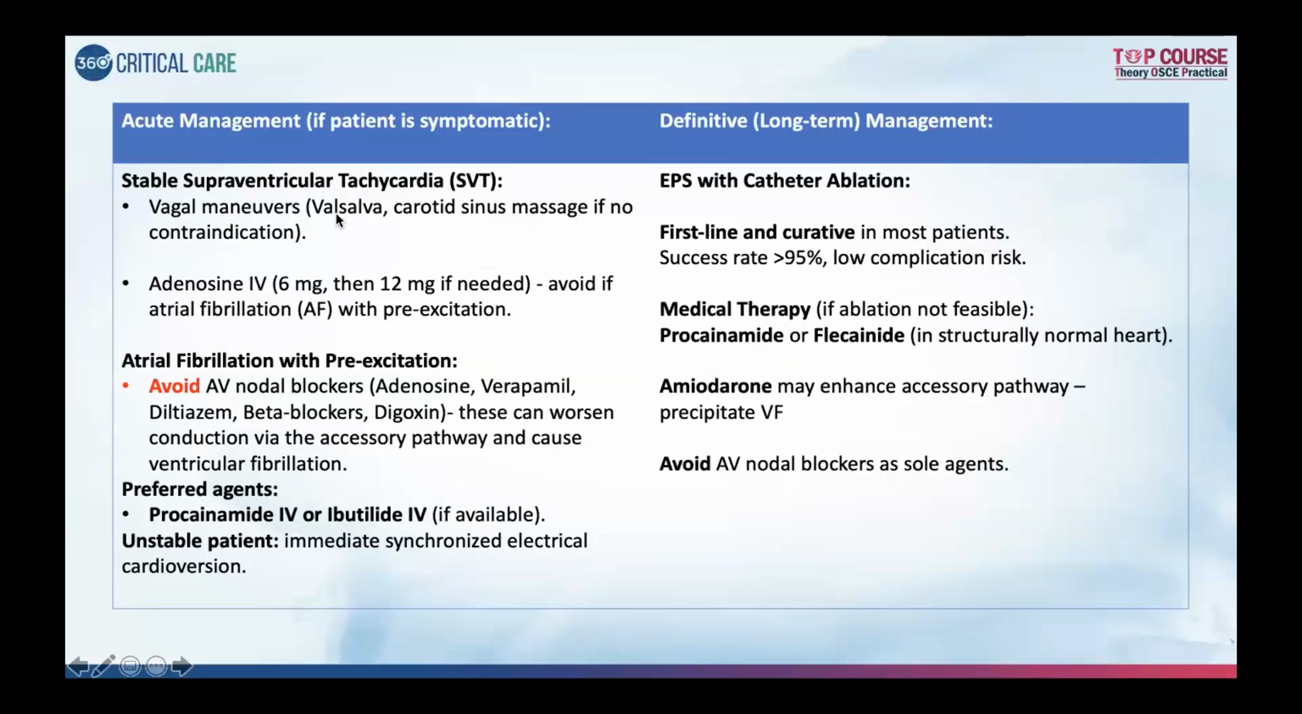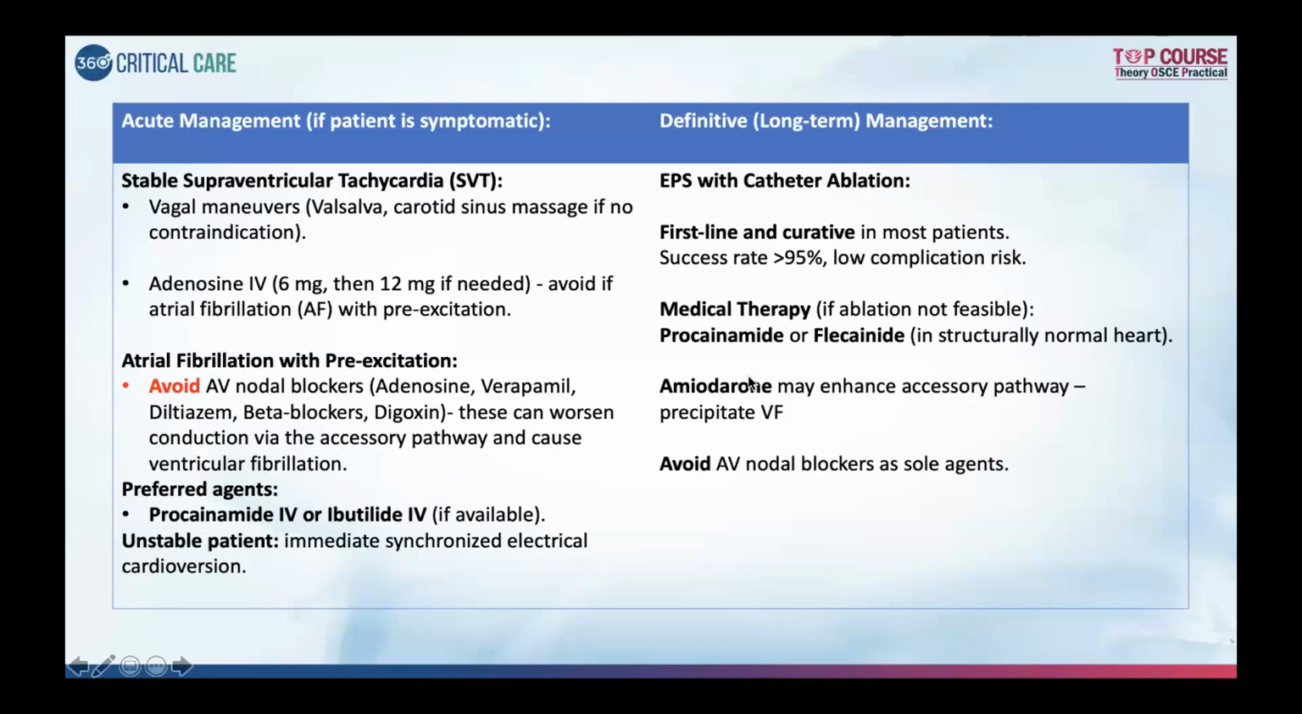So if it is a stable SVT, AF. Okay, if it's a SVT, try vagal maneuvers, then adenosine. So if it's AF, you can give procainamide or ibutilide if it's stable. If it's unstable, synchronized electrical cardioversion. Always you have to mention, you should not mention these drugs, okay? AV nodal blocking agents, like if it is atrial fibrillation, adenosine should not be given, verapamil, diltiazem, beta blockers, digoxin. So these drugs are contraindicated because it will worsen the conduction through the accessory pathway and cause ventricular fibrillation.